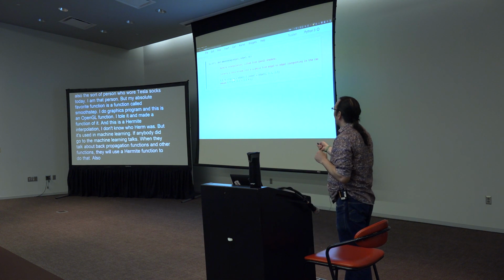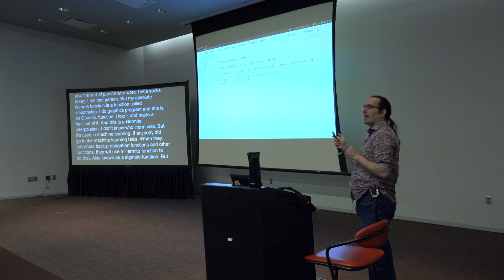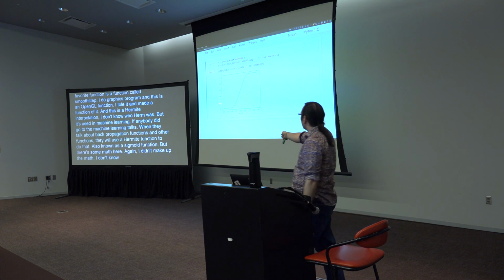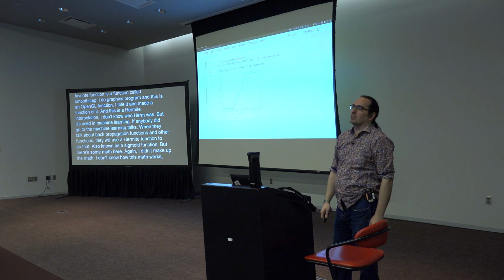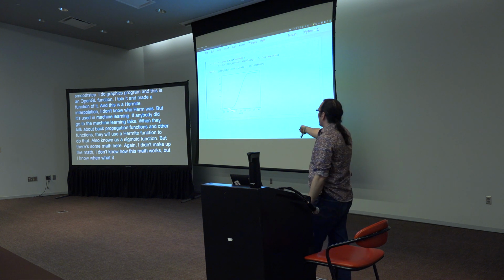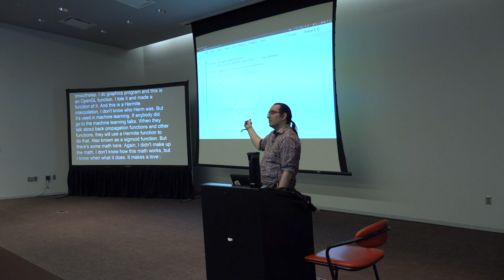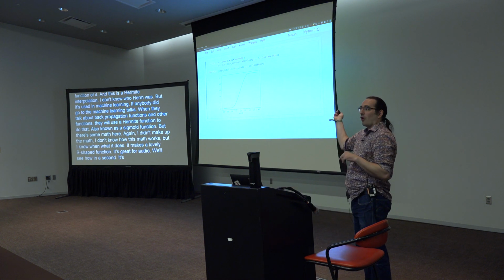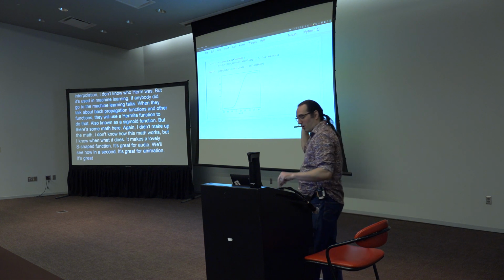But there's some math here. Again, I didn't make up this math. I don't actually know how this math works, but I know what this math does. It makes this lovely little S-shaped function. This S-shaped function is great. It's great for audio, we'll see how in a second. It's great for animation. It's great for drawing things. I use this function all the time.